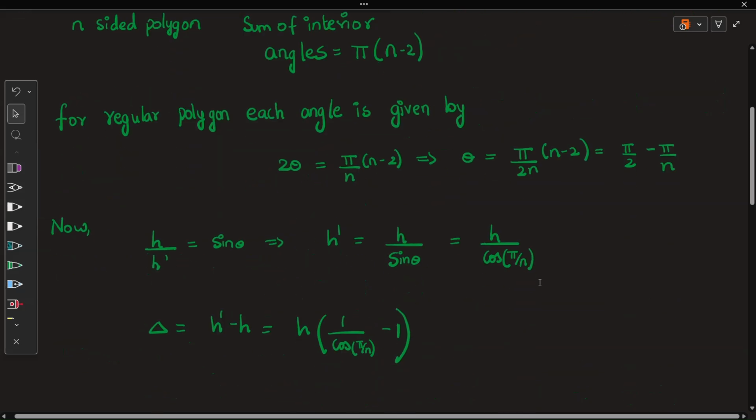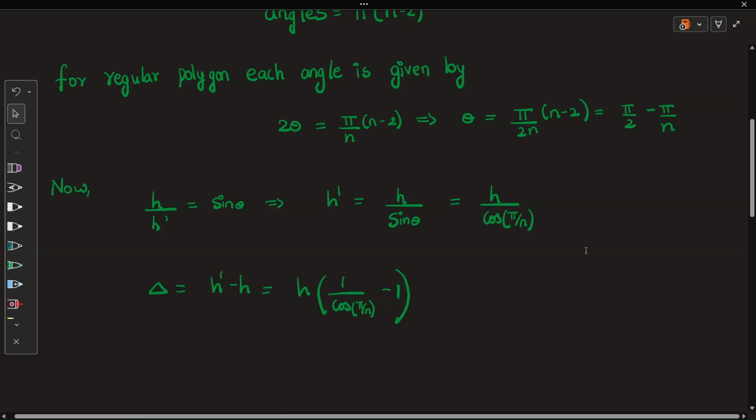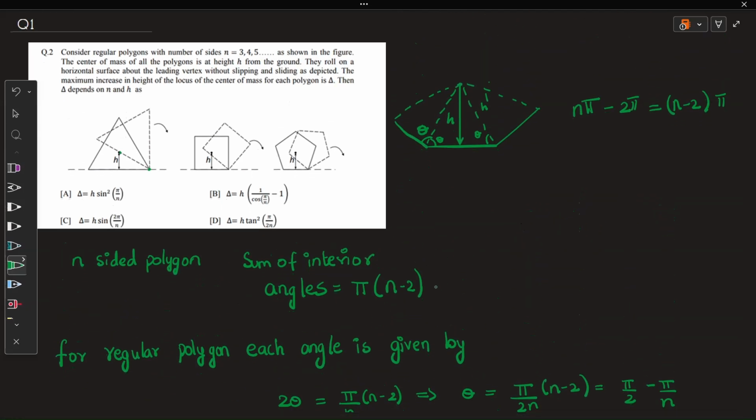Now, as per the relation that I have previously said, h by h dash is sine theta. So h dash is h by sine theta, which is h by sine of pi by 2 minus pi by n. So I get h by cos pi by n. So delta h, which is h dash minus h, is h into 1 by cos pi by n minus 1. So this is very much simple, right? The only thing you need is this particular formula. This is also basic when you do JEE math. But this question seems to be much complex, right?